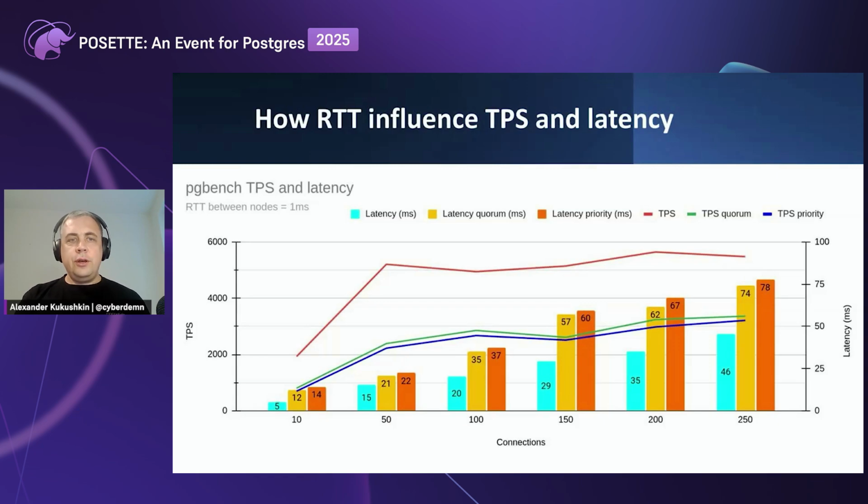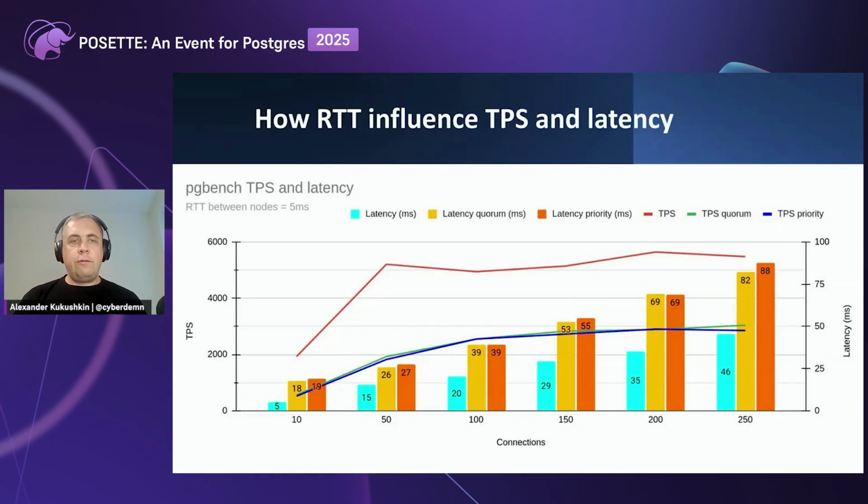As you can see, latency of a single transaction in the asynchronous setup was 5 milliseconds. With synchronous replication, with quorum replication, it's already 12 milliseconds, and with priority synchronous replication, it is 14 milliseconds. And transaction rate is almost twice smaller in asynchronous versus synchronous. Although when we increase the number of connections, the transaction rate of synchronous replication is increasing a little bit. When we increase latency further between nodes to 5 milliseconds, we see that correspondingly the latency of our transaction is growing.